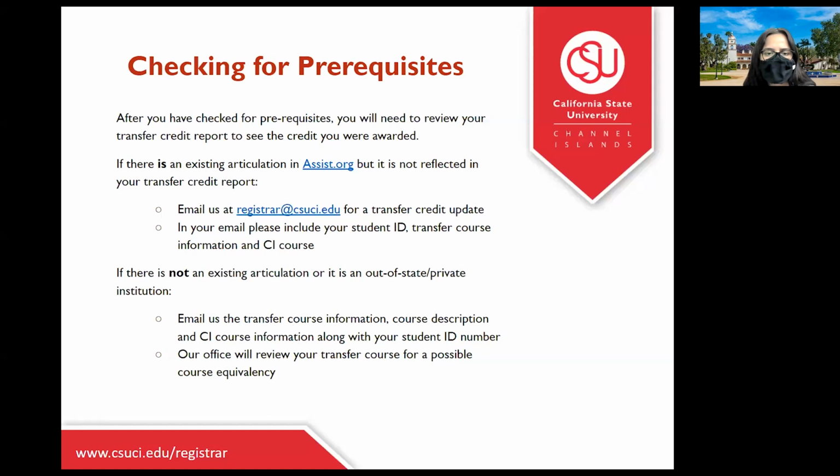If you see an existing articulation in Assist, but it's not in your transfer credit report, please reach out to us. If you do not see an articulation or attended an out-of-state school, but the course descriptions are similar, please send us an email with your student ID, your transfer course information, course description, and the CI course information so we can review for a possible course equivalency.